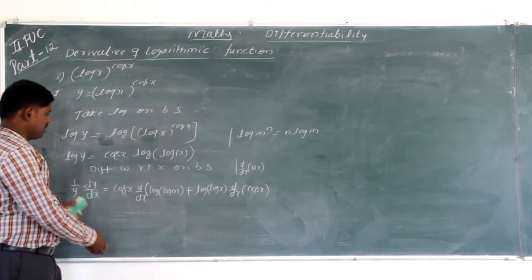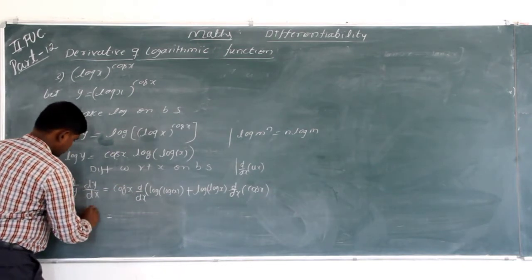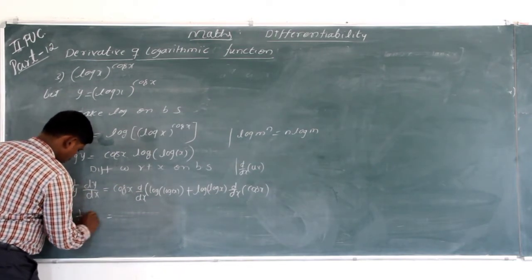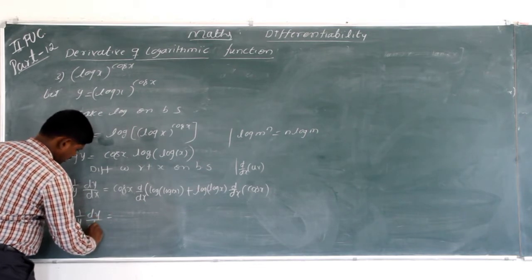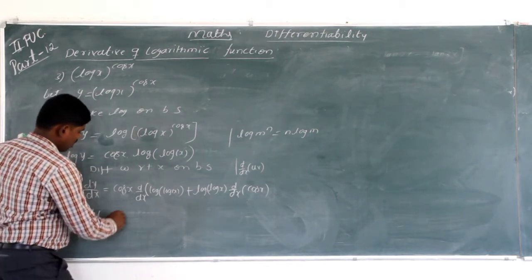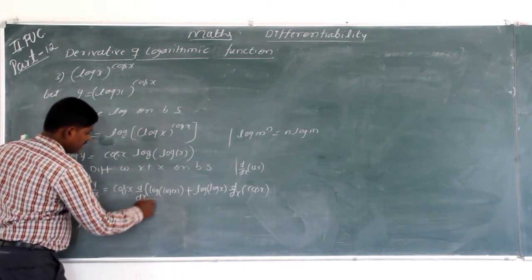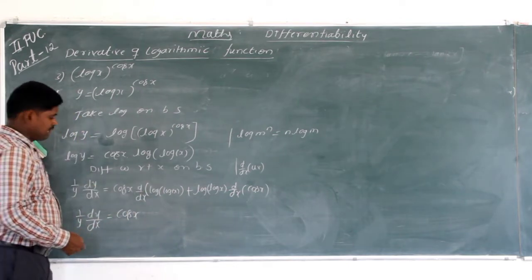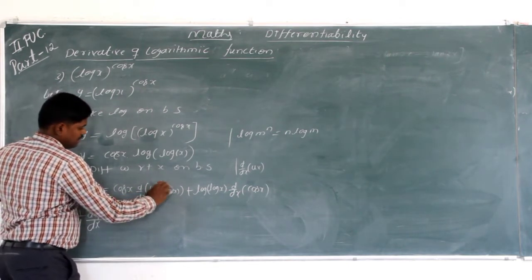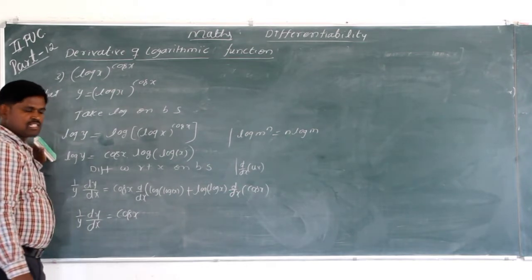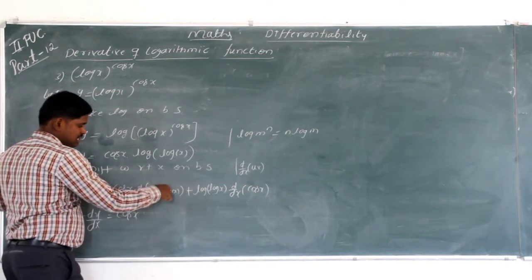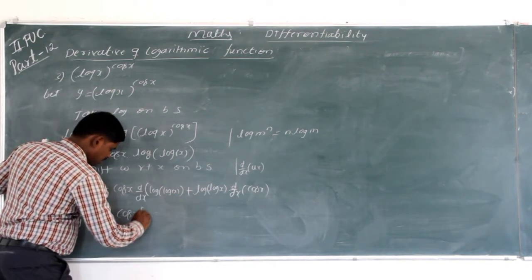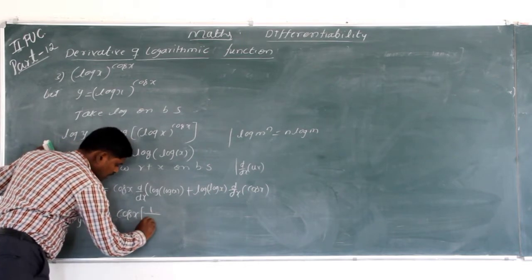Then we differentiate that term. 1 by y into dy by dx is equal to cos x into differentiation of this. Just you feel like this is log x, but differentiation of log x is not 1 by x. In case of x, log x is there. So that is 1 by log x.